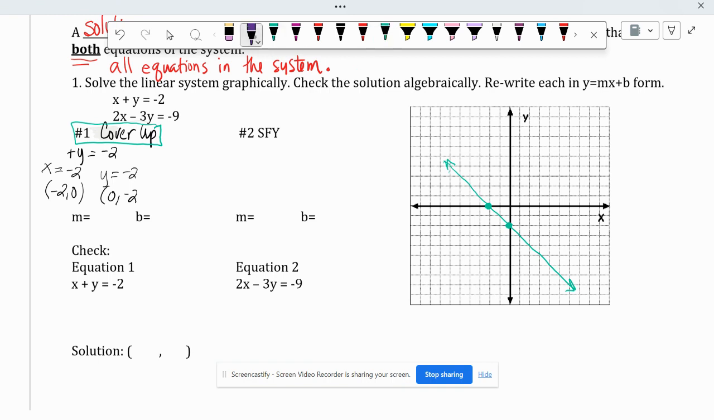So for this second equation, I'm going to solve for y, SFY, solve for y. So I have the equation 2x minus 3y equals -9. I'm going to subtract 2x from both sides: -3y equals -2x minus 9. Divide every single term by -3. And that gives me y equals, a negative divided by a negative is a positive, so y equals a positive 2/3 x, and -9 divided by -3 is a positive 3.